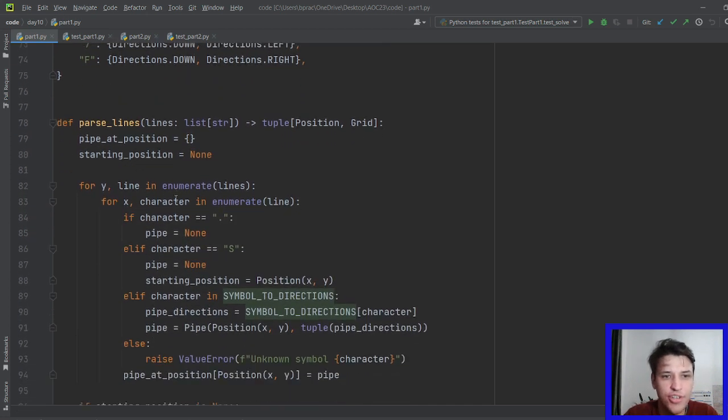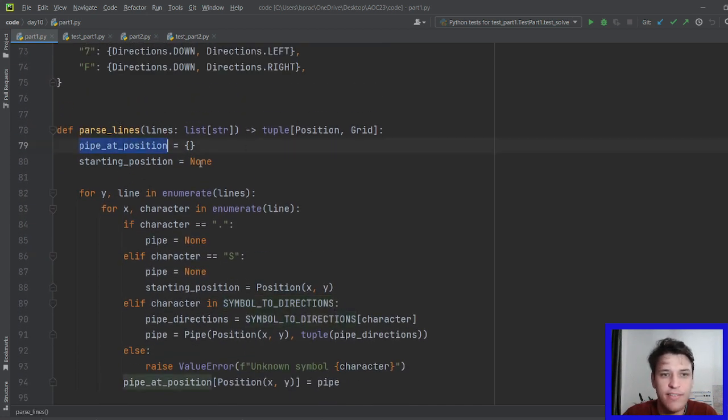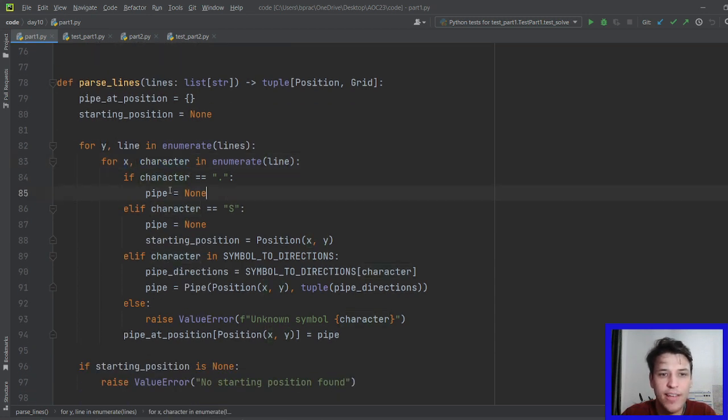So with that dictionary defined, we can just start with this pipe-at-position dictionary empty, and then go through all the lines, enumerate to get the y coordinate, go through each single line, enumerate to get the x coordinate and the character. If the character is a dot, there is no pipe at the position, so we set the pipe to None.